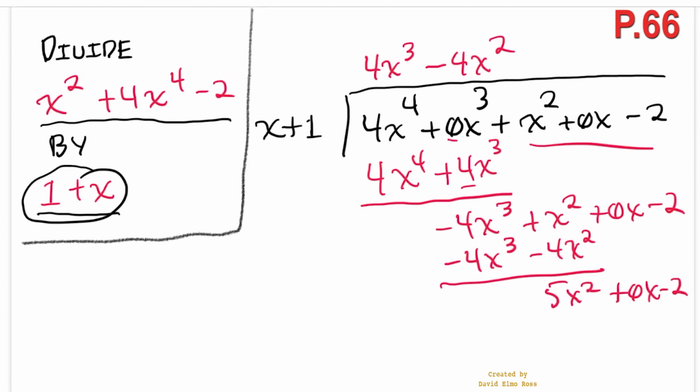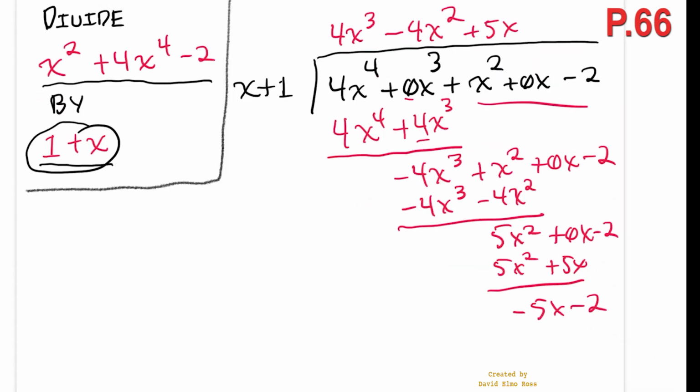Now what we have to do at this point is come up with something that's going to get rid of the 5x squared. So we're going to add plus 5x. 5x times x is 5x squared, plus 5x. So what this is going to give us is 0 subtract 5 is minus 5x, minus 2. What we have to put in next is minus 5, giving minus 5x minus 5. Now if we do this, minus 2 subtract minus 5 is going to give us 3.